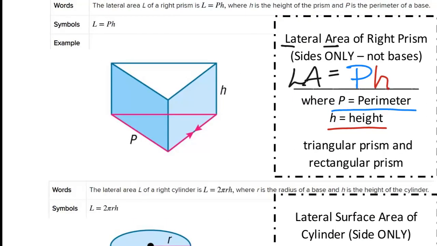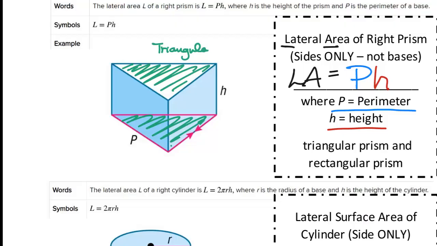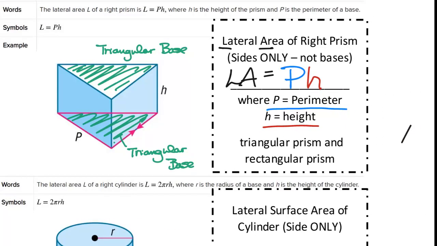To the left, I am looking for the two opposite sides, okay? And there's only two when you're talking about a prism. I always want you to shade in those opposite base sides. So this is a triangular base, and this is your triangular base right here. And notice it is base with a capital B because we're talking about the area of that whole triangle.